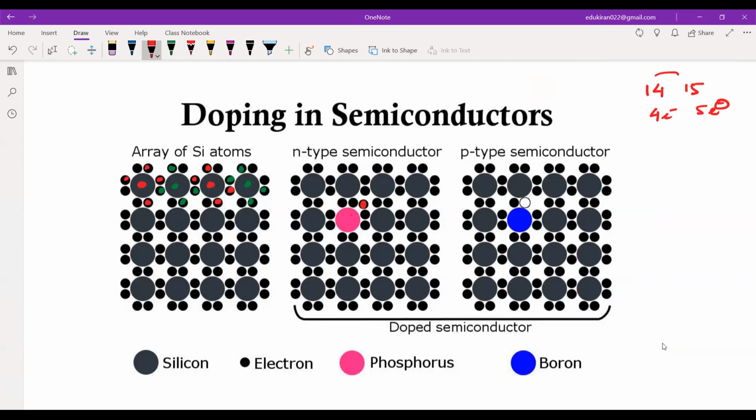Now, when you have an extra electron, conductivity will increase, right? Now tell me, this is having an extra electron, so what will be the charge? Is the charge for an electron positive or negative? Negative. That is why these are known as n-type semiconductors. So when you dope a group 14 element with one of the group 15 elements, you get an n-type semiconductor. Is this working clear? Yes or no for n-type semiconductor?